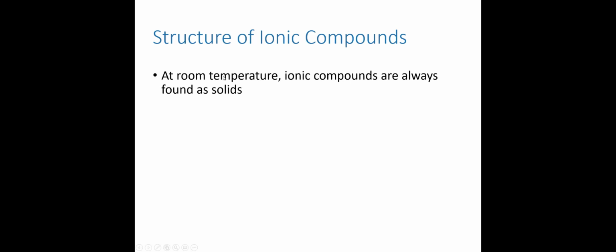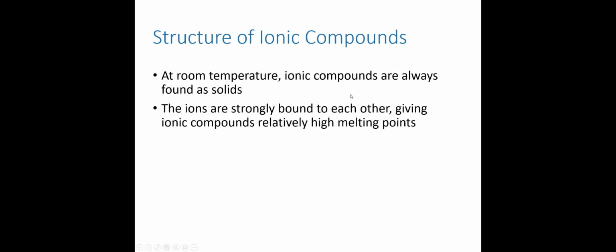Now we're going to get into some of the properties and the structure of these ionic compounds. It turns out that all the ionic compounds that we are going to encounter in this class are always found as solids at room temperature. And what this tells us is something very important. It means that the ions are very strongly bound to each other. They're very difficult to separate. They don't flow. Otherwise, this would be more of a liquid at room temperature, and it's not fluid. So these have all very high melting points, as I mentioned earlier.